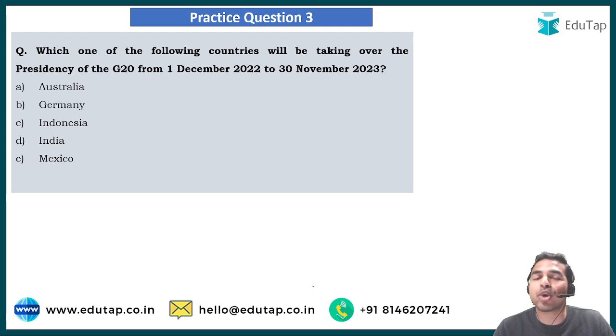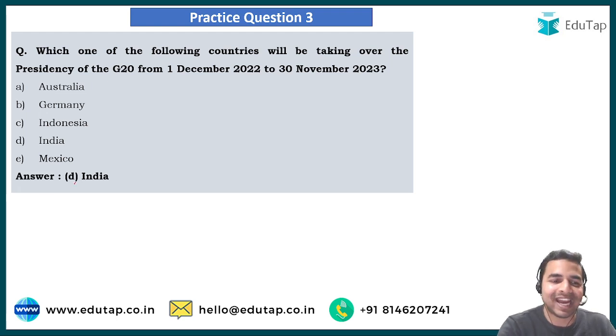In this question you are required to identify the name of the country which is going to take over the presidency of G20 from 1st December 2022 to 30th November 2023. Here the options are Australia, Germany, Indonesia, India and Mexico. And my dear learners, the right answer to this particular question is option D, that is India. So India is the country which is going to take over the presidency of G20 from 1st of December 2022 to 30th November 2023.